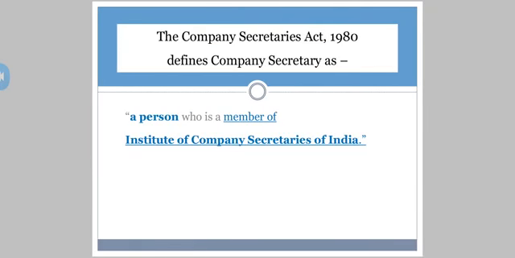Coming to the third definition, the Company Secretaries Act 1980 defines a company secretary as a person who is a member of the Institute of Company Secretaries of India. The Institute of Company Secretaries of India is, I would say, a statutory body which works on the duties and other administrative matters related to the secretary. They actually guide people for the profession of being a secretary in India.